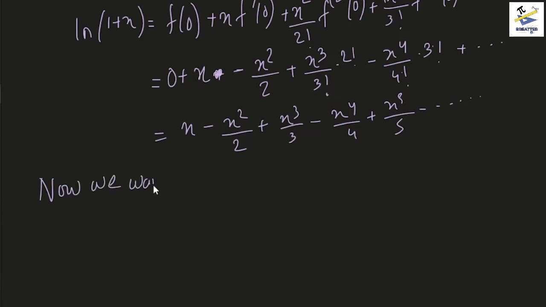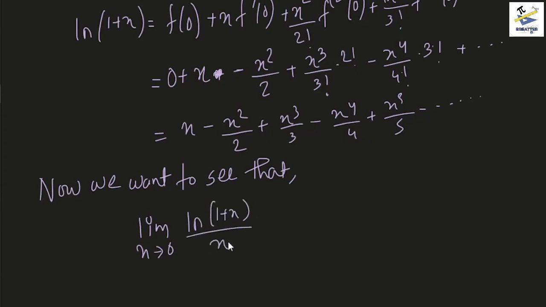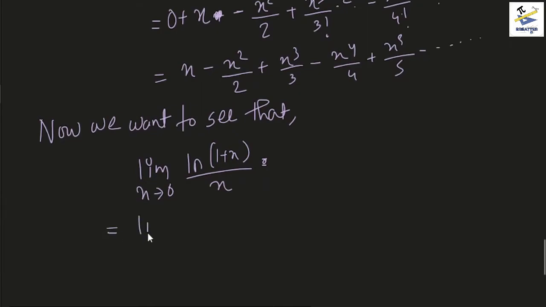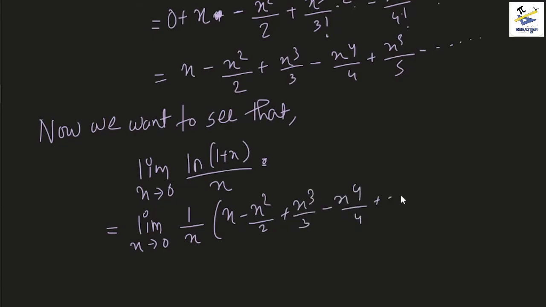Now we want to see that, in the limiting case, we were trying to prove that limit x tends to 0 of ln(1 + x) by x, right? Now let us write it using the series, because the series could be a long shot otherwise, so we can use the series definition here, and we can write it as 1 by x into (x minus x squared by 2 plus x cube by 3 minus x to the power 4 by 4, and so on).